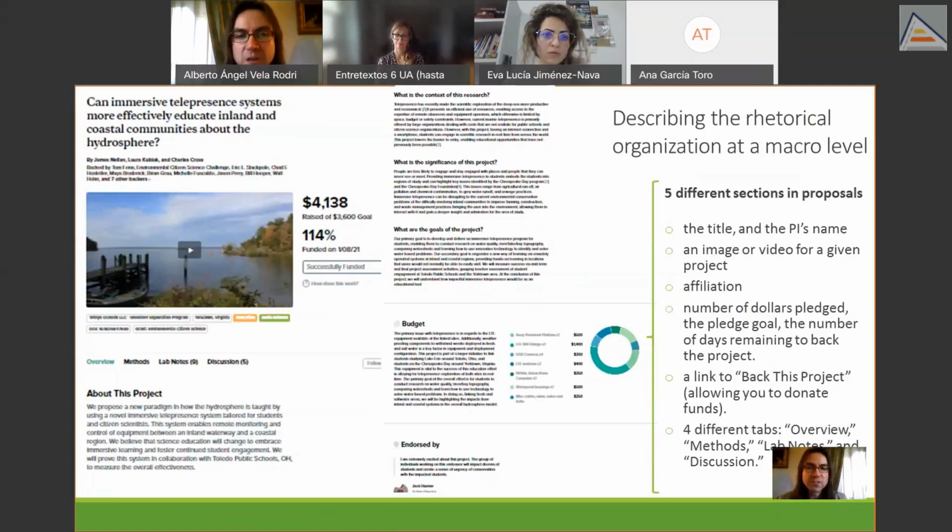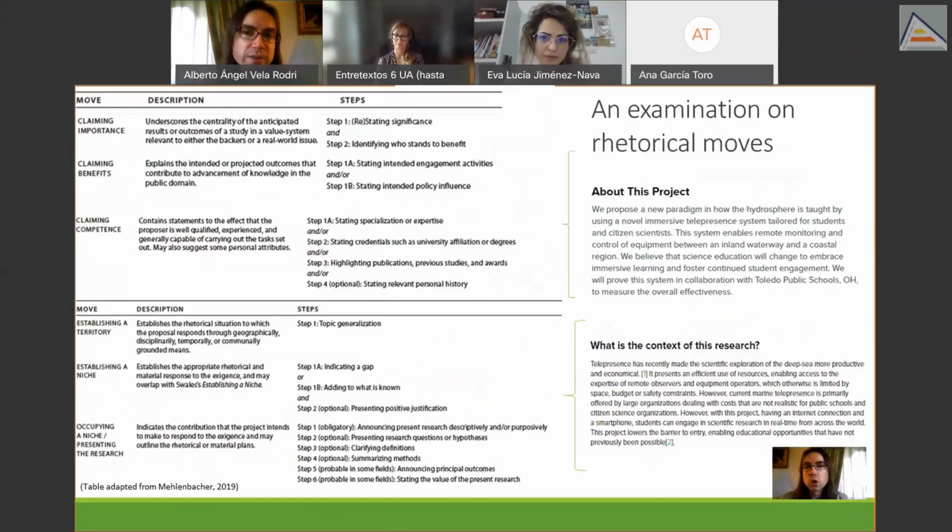And we are basically focusing our rhetorical move and step analysis on the overview one, because it's the most similar to the traditional abstract genre from academic English or English for academic purposes, but it has been remediated somehow to adapt it to this website. So if we do a close examination of the rhetorical moves, we can find that table 2, which was adapted from Swales by Mellenbacher, we have readapted again, because you can find all the sections we have said about this project. We are first claiming importance.